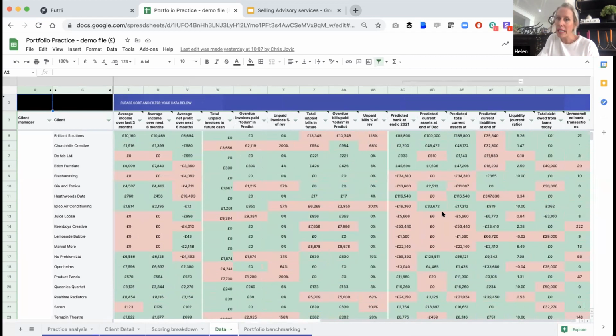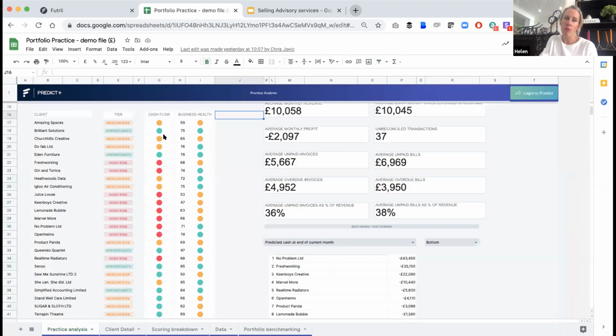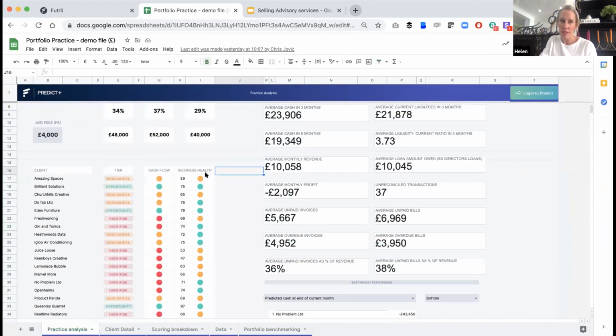We've got predicted bank account balances. We're looking across things like liability and even down to things like liquidity ratio. These predictions are basically individually weighted, added together and scored to produce on the home screen what you can see here, which is your RAG status of every single one of your clients in your practice.